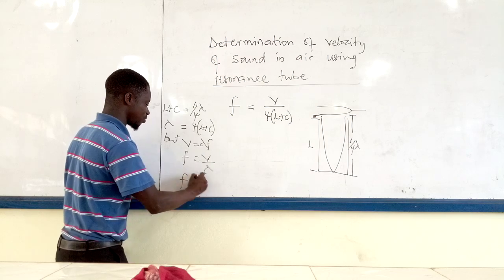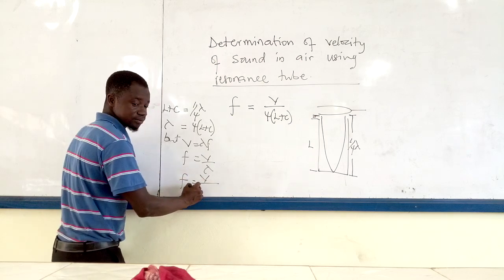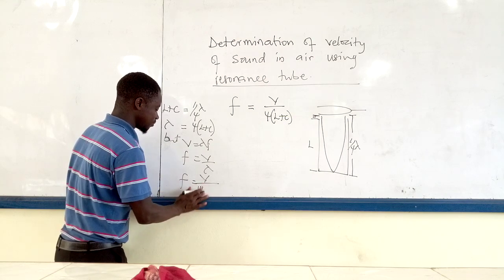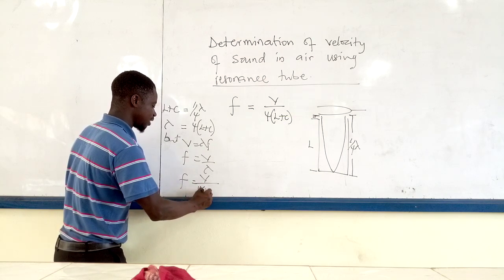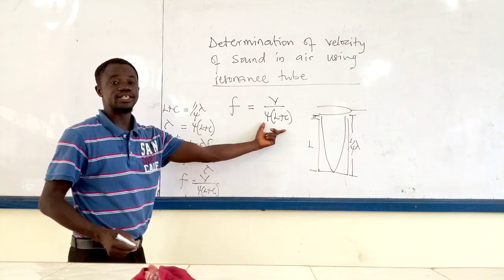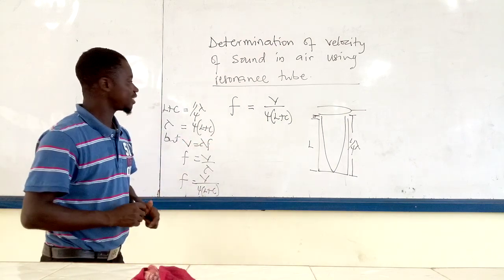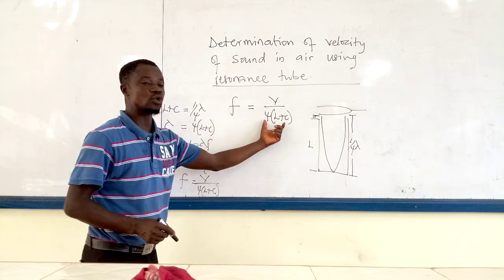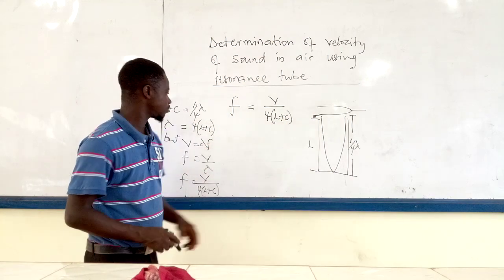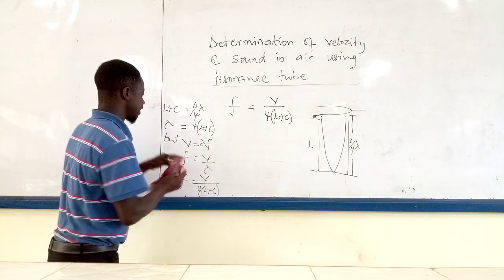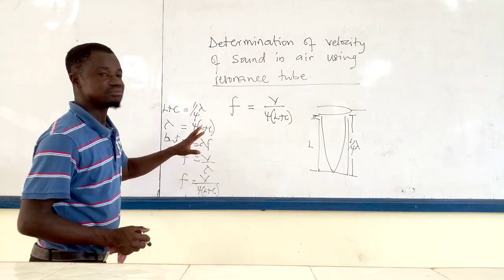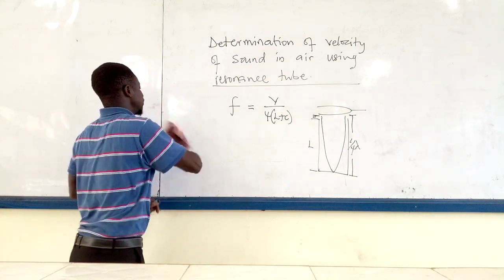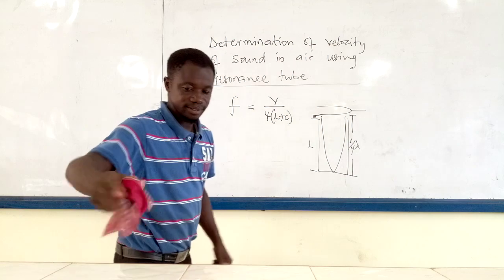Then we get F is equal to V over 4 into bracket L plus C. That's what I've written here. Alright? So this is the fundamental frequency of a closed pipe, in other words, a resonance tube. Good. So let me clean this. I hope I've already taken you through this, so there's no need. Okay.